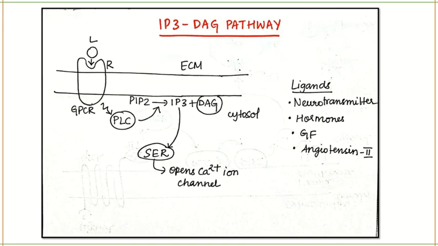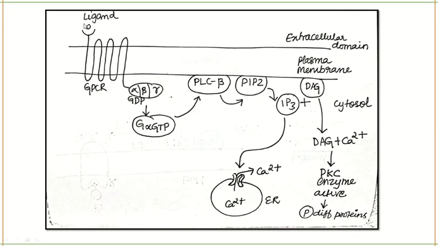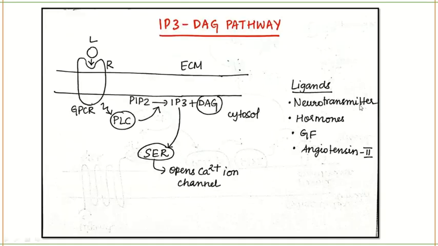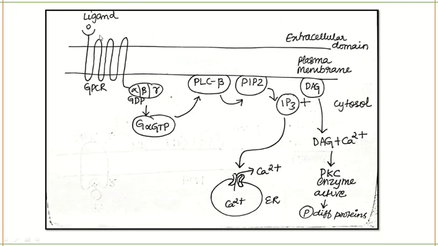So all of these are your ligands for your IP3 and DAG pathway, okay? So let's study the concepts in detail for IP3 and DAG. So this is the ligand. We saw the ligands can be neurotransmitters, hormones, growth factors, angiotensin 2. It can be any of it.